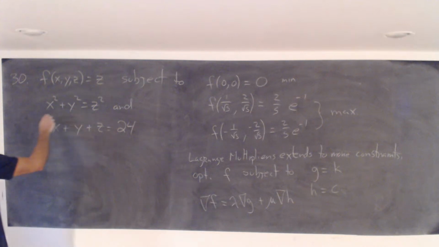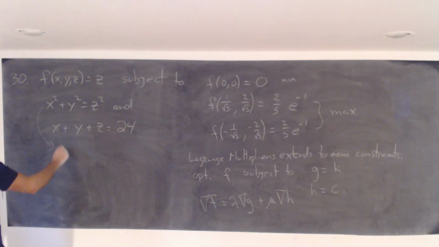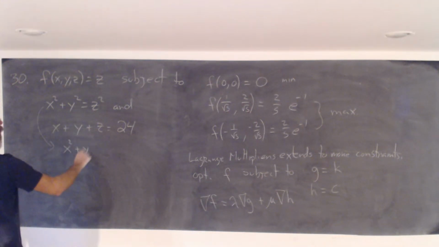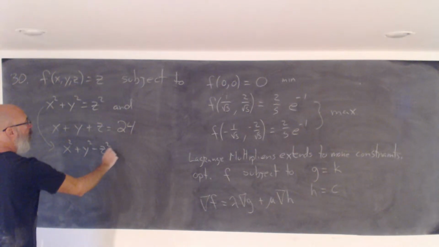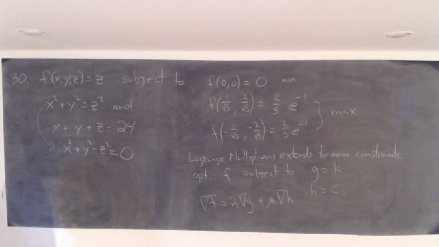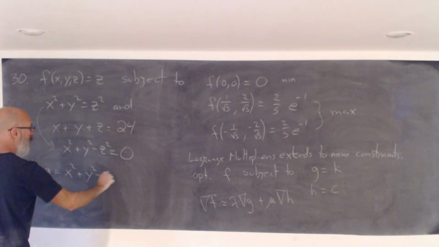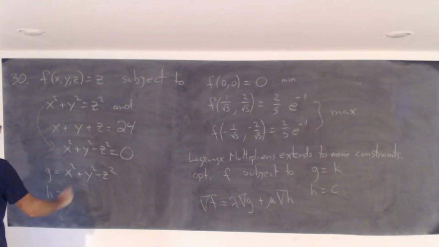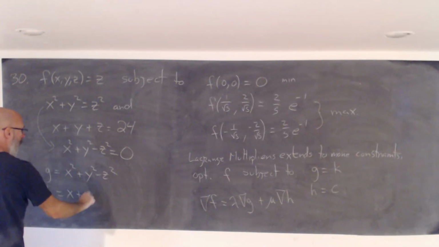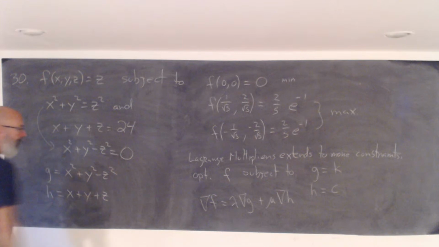Right? So here, let's rewrite this as x squared plus y squared minus z squared equal to 0. It's important to get it equal to a constant, so in this case, 0. So here, your g is x squared plus y squared minus z squared, and your h is x plus y plus z.